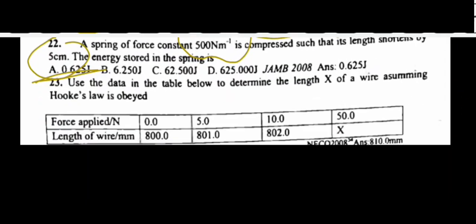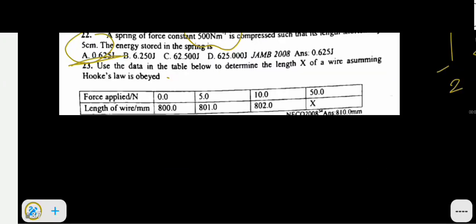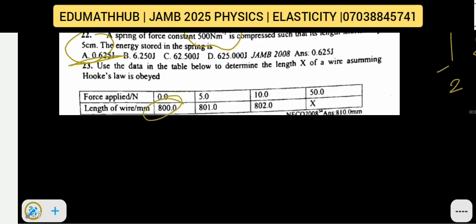For this next question, I have to use the data in the table below to determine the length x of a wire, assuming Hooke's law is obeyed. You can see the force applied was 0 at first. Then the length was 800 millimeters. So this is the original length without any force being applied. But when they applied the force of 5 Newton, the new length, original plus extension, changed to 801. So from 800, it became 801. From there, you can easily find the extension.